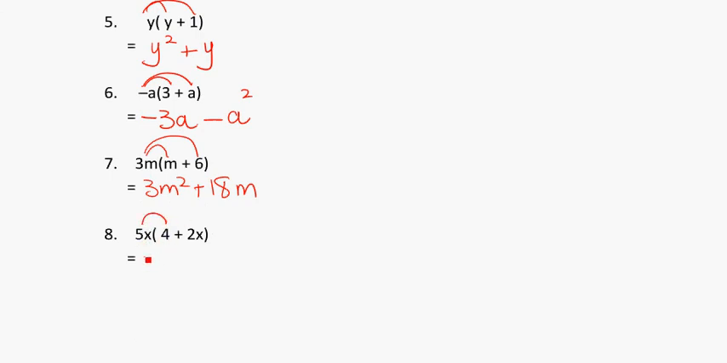5 fours are 20, we've got an x. Now it's 5x times positive 2x, it's just positive. 5 2s are 10, and x times x is x squared.